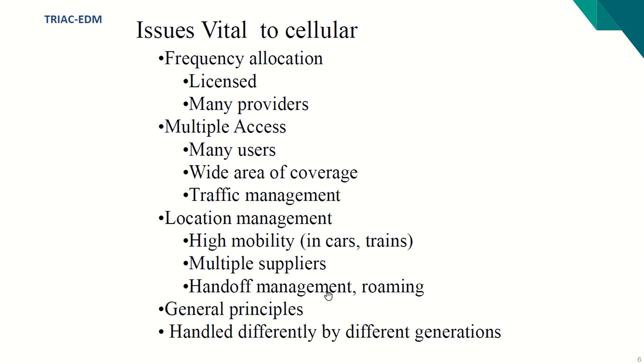How should we control the handoff? So for example, you are roaming from a city to another city. You're going to go through a process of handoff. Your data connection would need to be moved from city A to city B, right? So that's a roaming technology. And then there will be the general principle which handles those things differently by different generations.